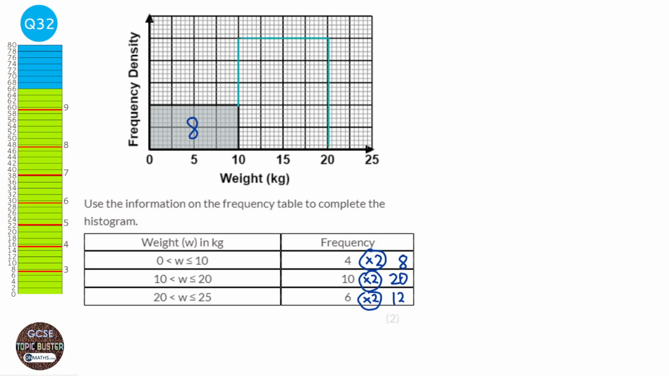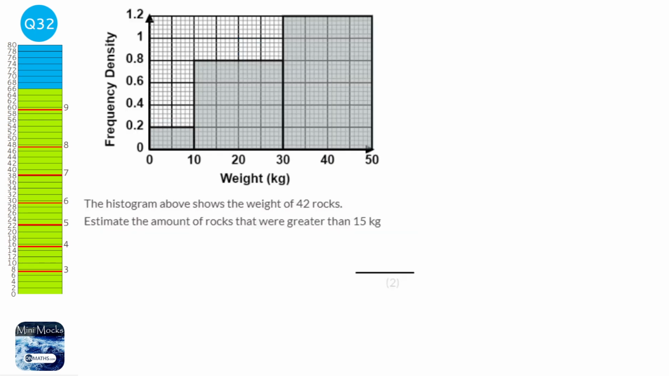And we've just got to make sure that there are 20 squares inside here, which there are. And the last one has to be 12 squares, and it's going to be 2 squares wide, so it's going to have to be 6 squares high. And that will give us our 12 squares.